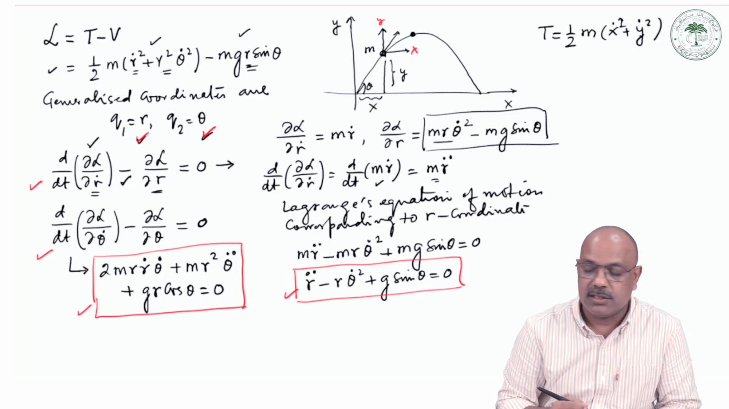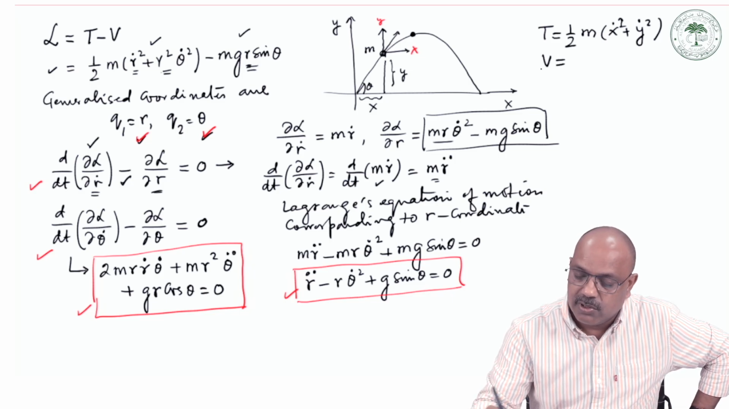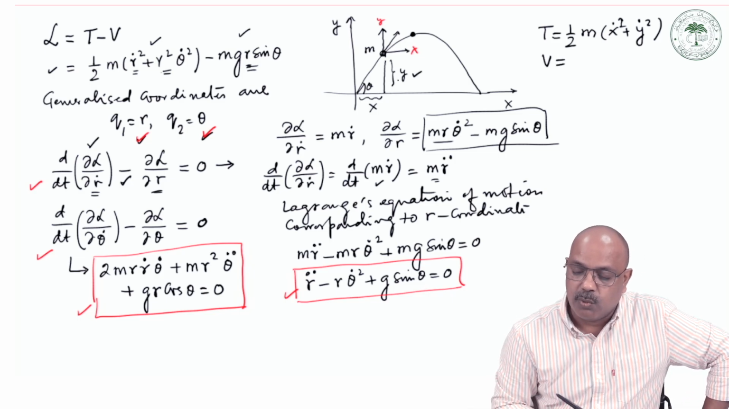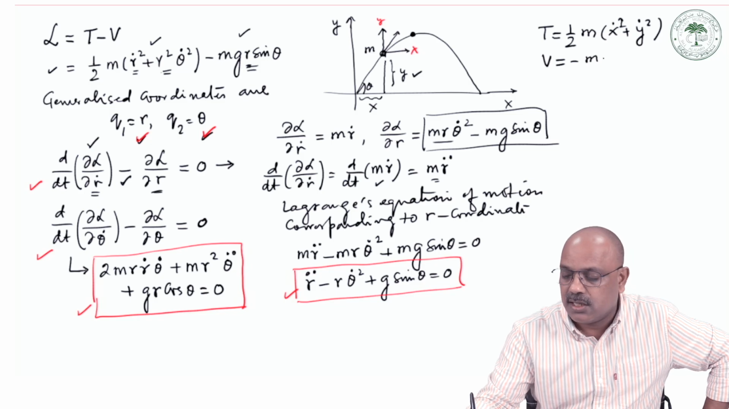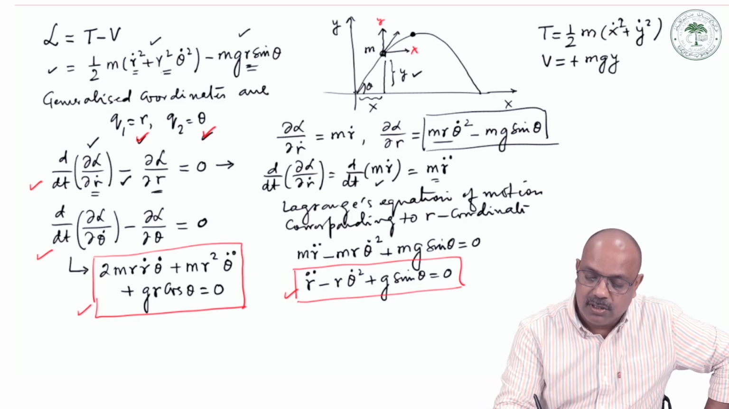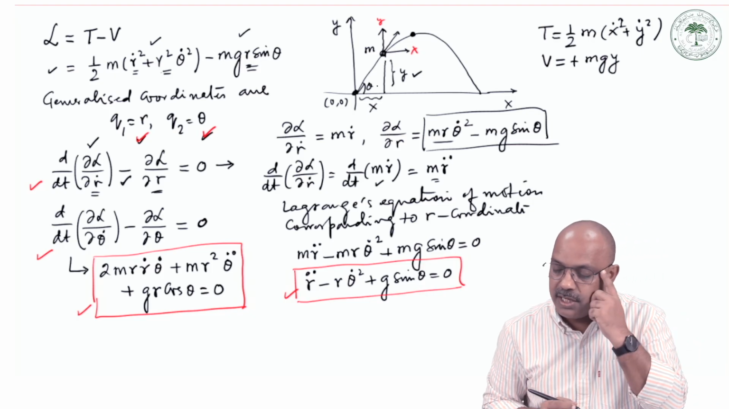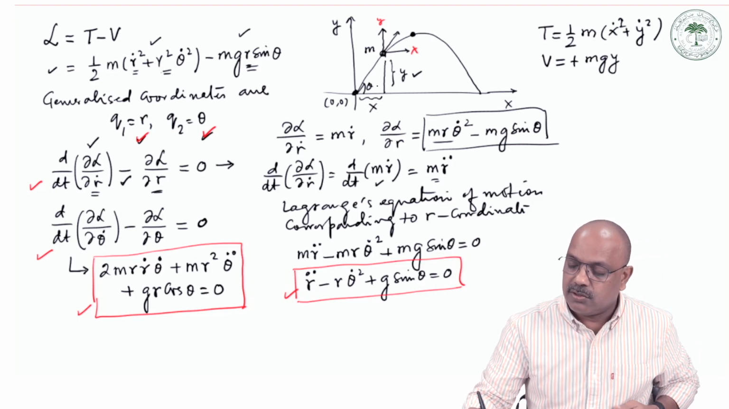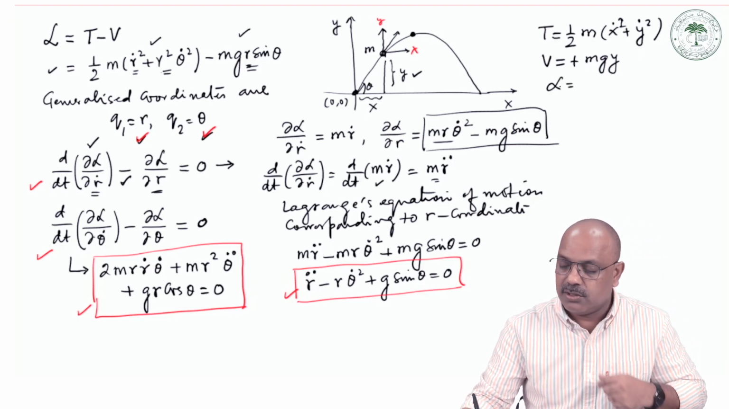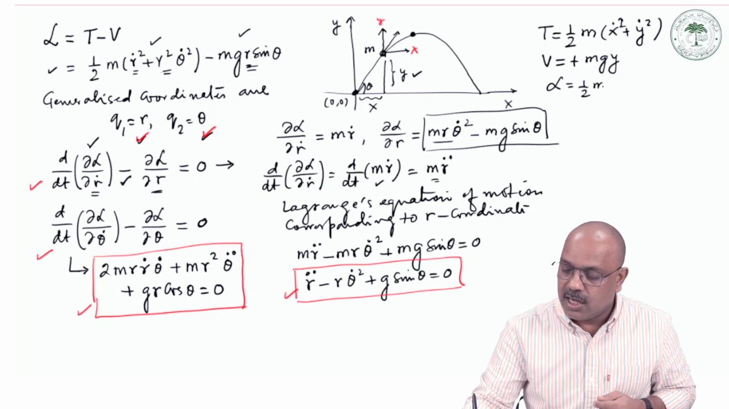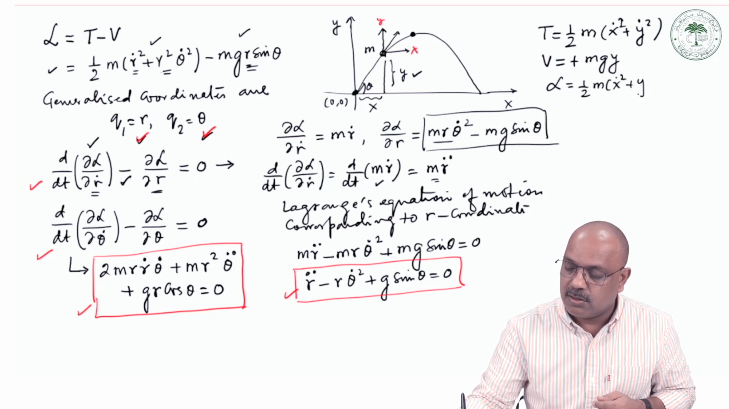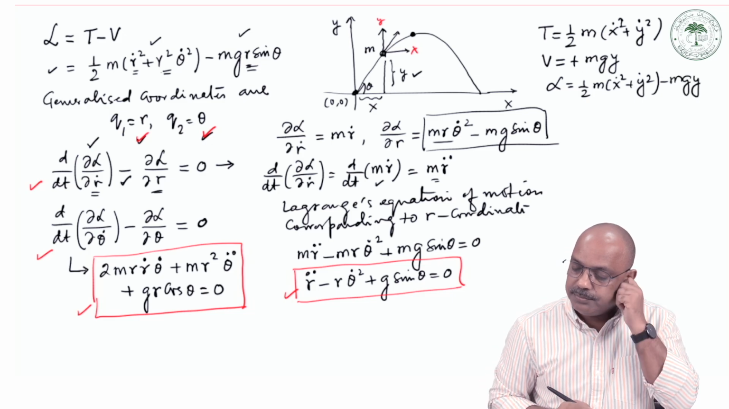This is the kinetic energy, and then the potential energy, because y is varying along height h, will be plus mgy, because the reference point is here at 0, 0, and it is in the positive direction. So now the Lagrangian in the Cartesian coordinate system is half m times x dot square plus y dot square, minus mgy.